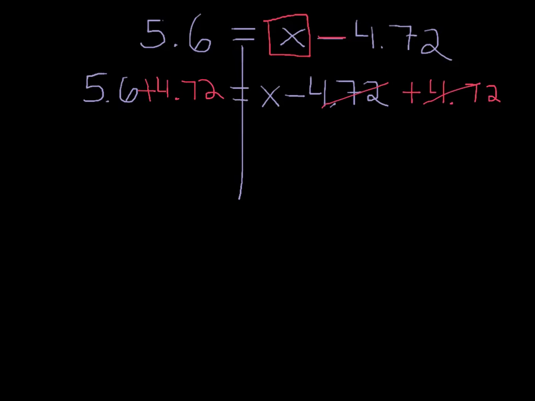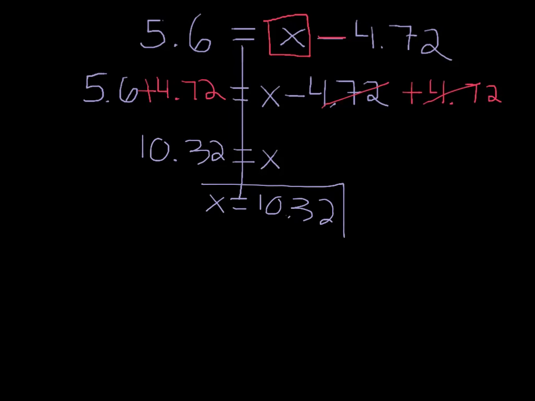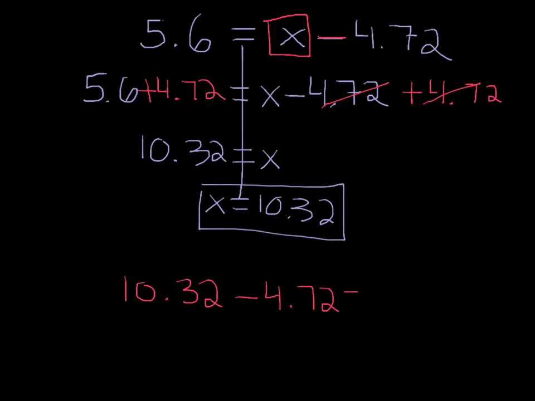So here they cancel, and it leaves you with just x by itself on the right side. And 5.6 plus 4.72 is 10.32. So x equals 10.32. And then it's always smart to check your answer just to double check that it makes sense. So what is 10.32 minus 4.72? You should get the original 5.6.